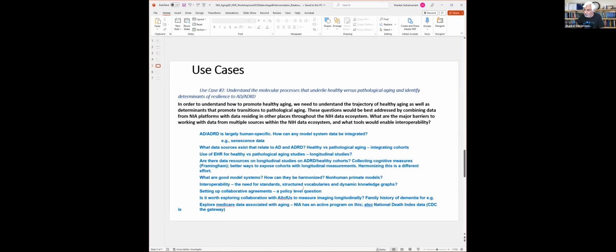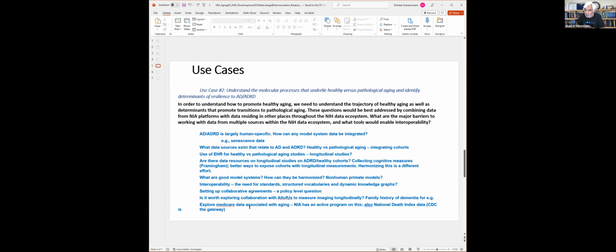Interoperability: the need for standards, structured vocabularies, and dynamic knowledge graphs, which will help in terms of linking longitudinal studies as well. Setting up collaborative agreements is a policy-level question. NIA staff and NHLBI staff are present. They said that it will be important to have NIH think about collaborative agreements, especially, for example, with All of Us. Can there be cognitive measurements associated with All of Us cohorts that can be shared by NIA? Is it worth exploring collaboration with All of Us to measure longitudinal imaging, family history, dementia, etc.?